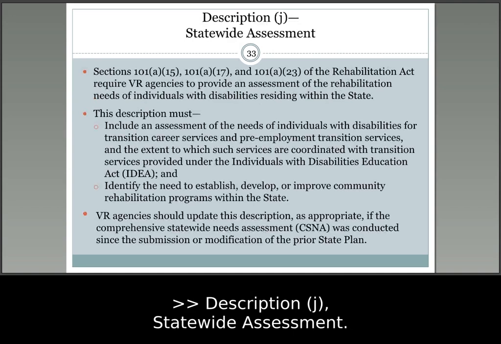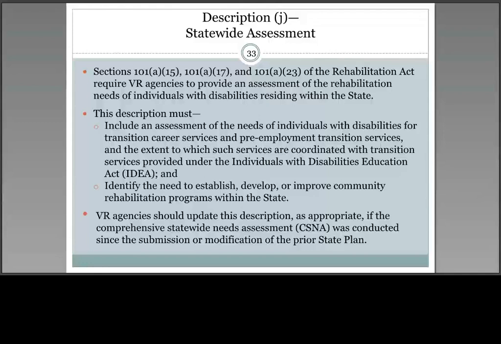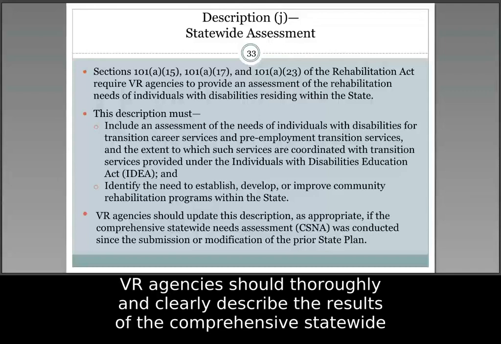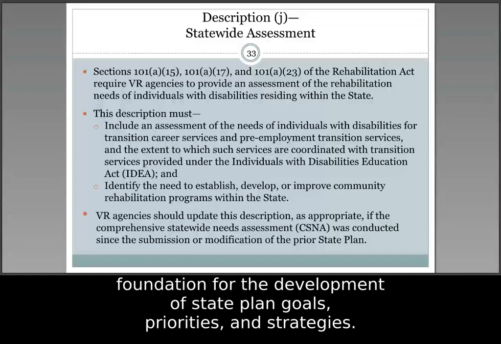Description J, Statewide Assessment. In accordance with the Rehabilitation Act and 34 CFR 361.29(a) and 363.11(g) of the VR regulations, VR agencies should thoroughly and clearly describe the results of the comprehensive statewide needs assessment in this description, since this information serves as a foundation for the development of state plan goals, priorities, and strategies.